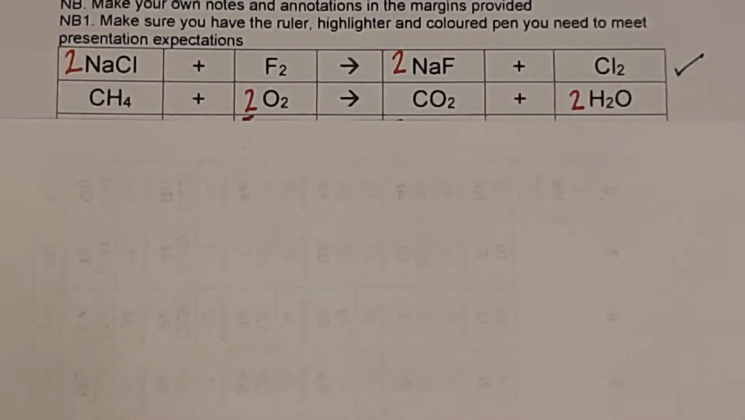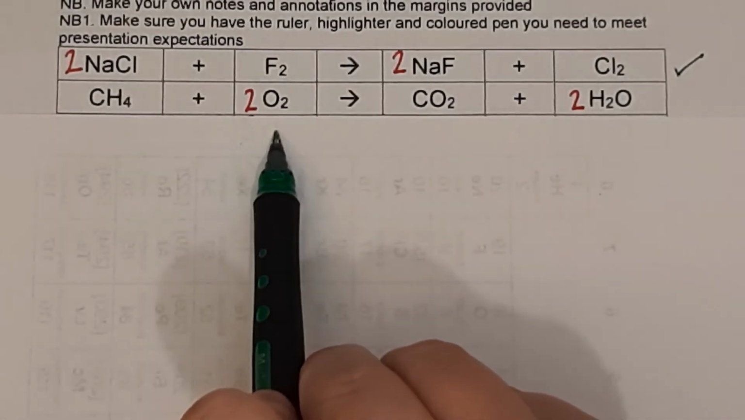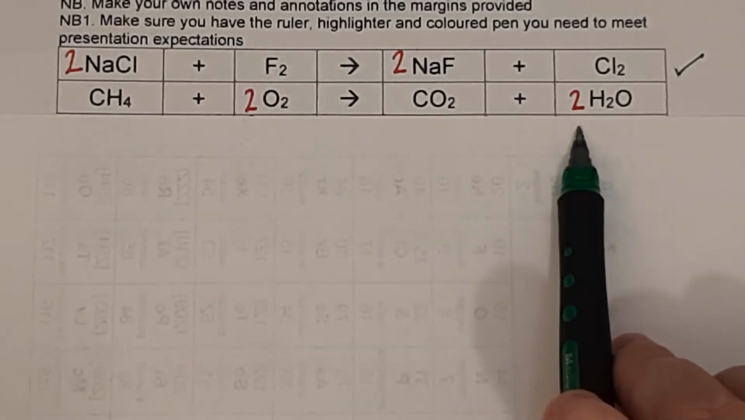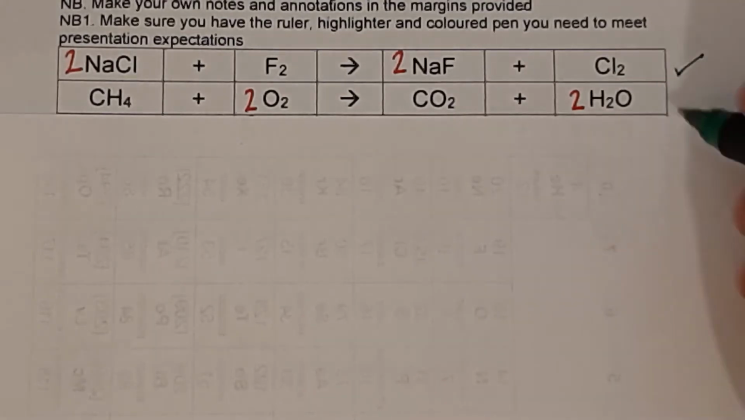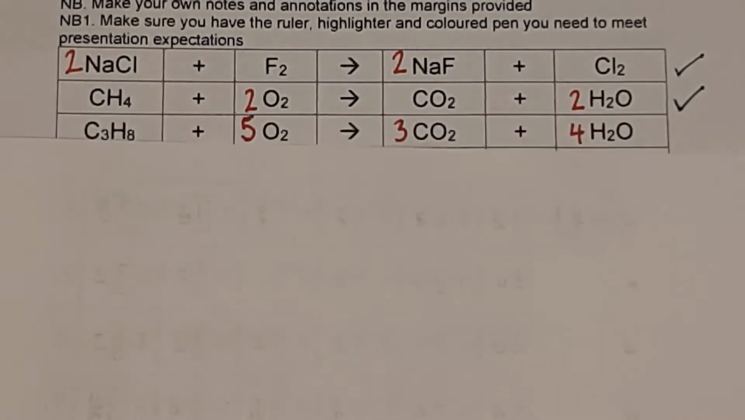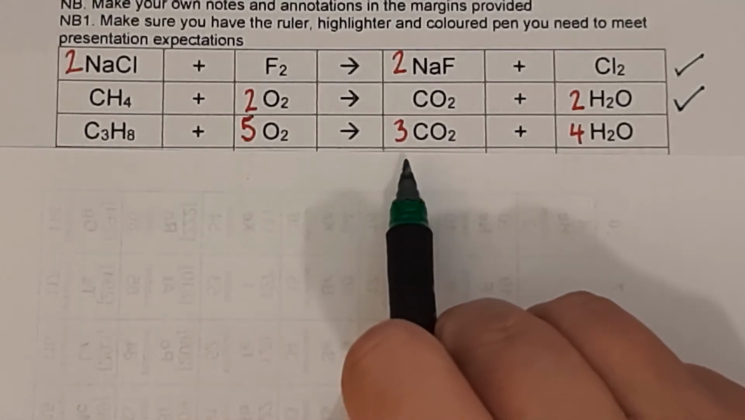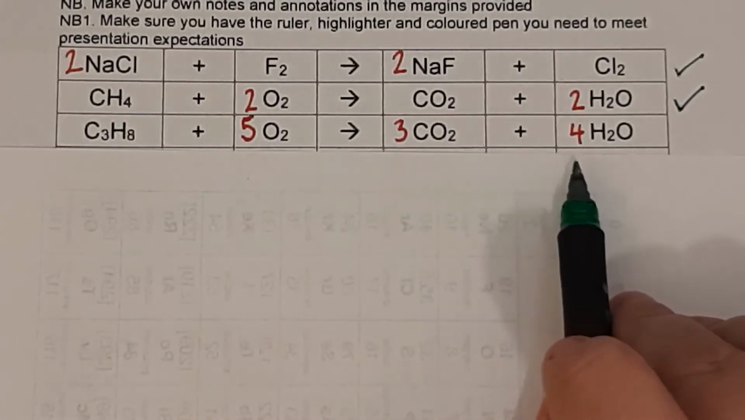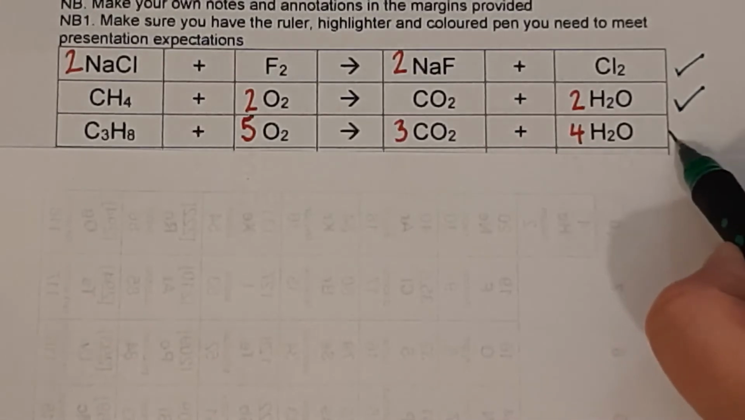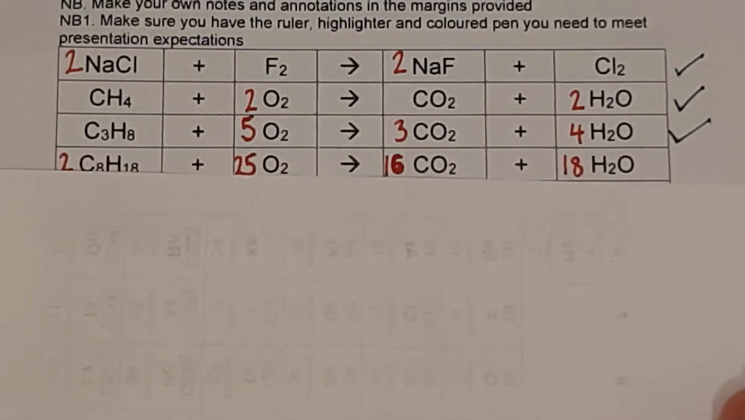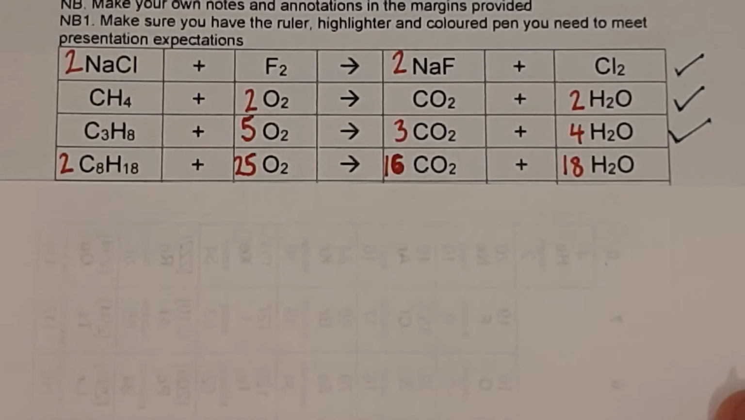Next question, you need to put a 2 in front of the O2 and a 2 in front of H2O to balance the equation. Next question, you need to put a 5 in front of the O2, a 3 in front of CO2 and a 4 in front of H2O. That was a trickier one. This one was probably the hardest one of the lot, or at least one of the hardest.